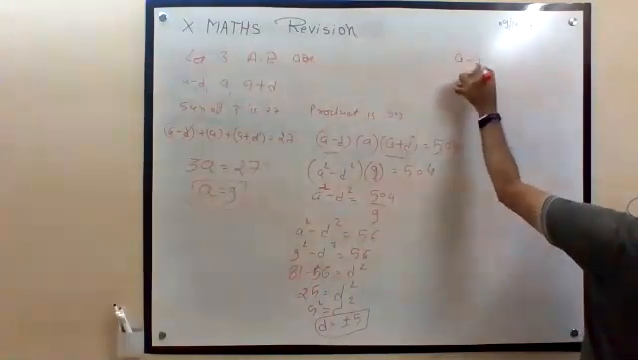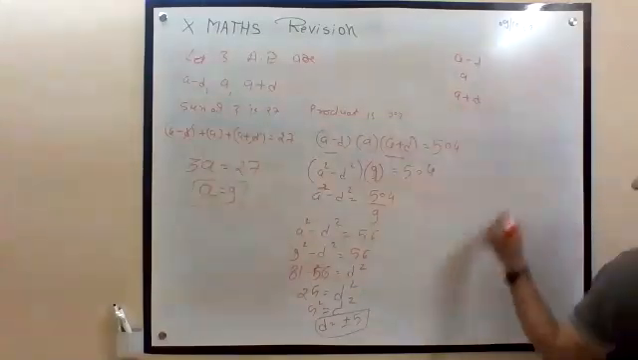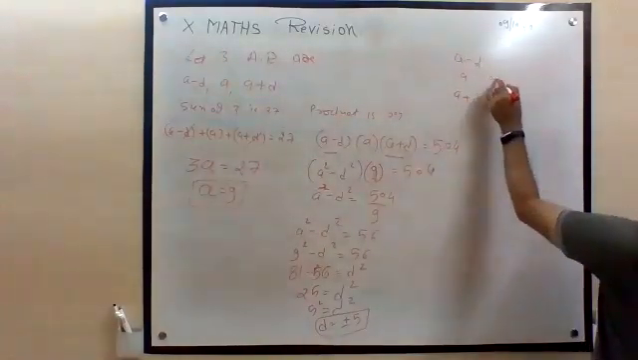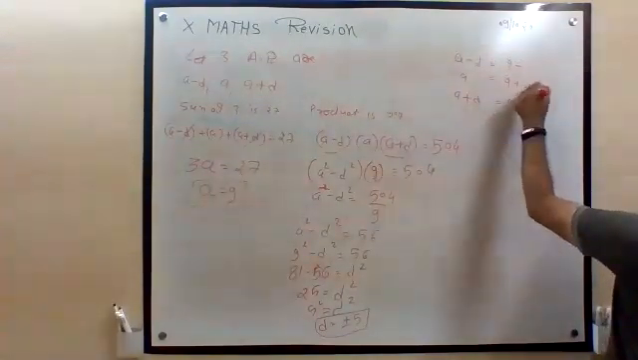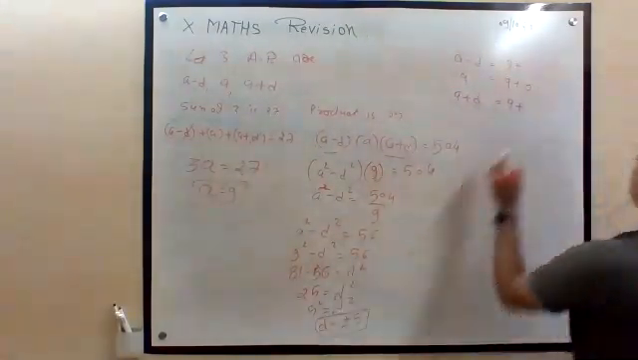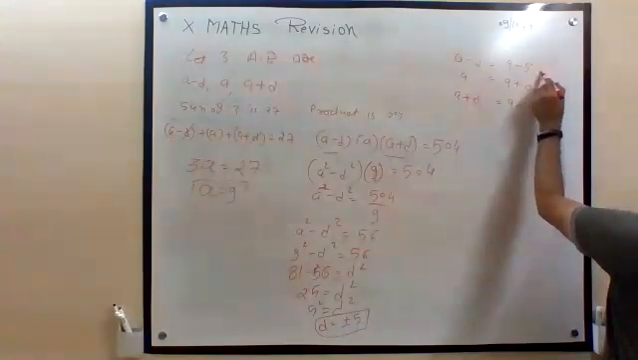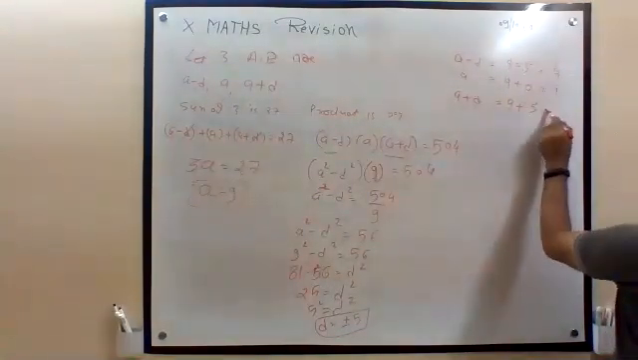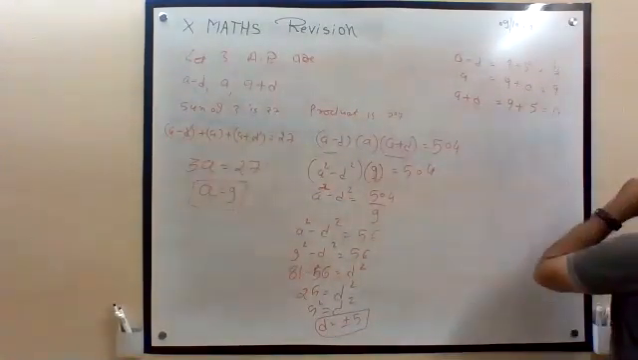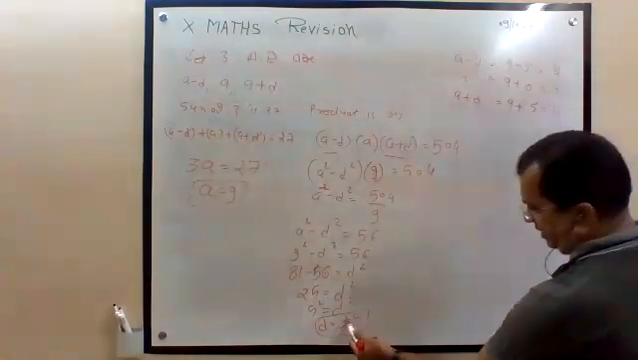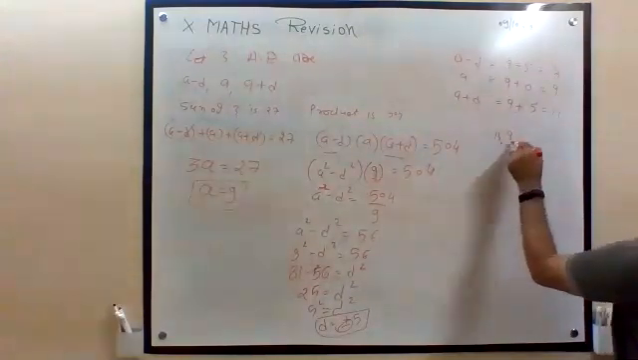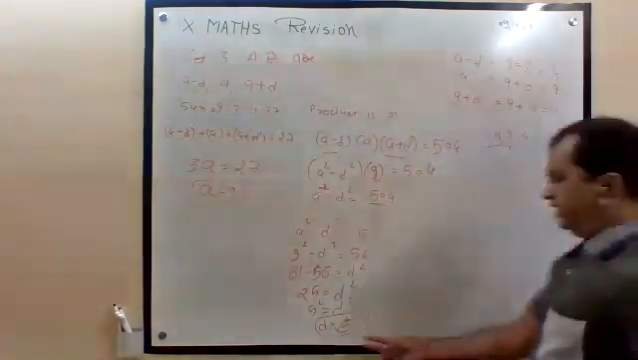Now our three numbers are A minus D, A, A plus D. A is 9. If we take D as 5, it will be 4, 9, 14, with a difference of 5. Or if you take minus 5, you will get 14, 9, 4.